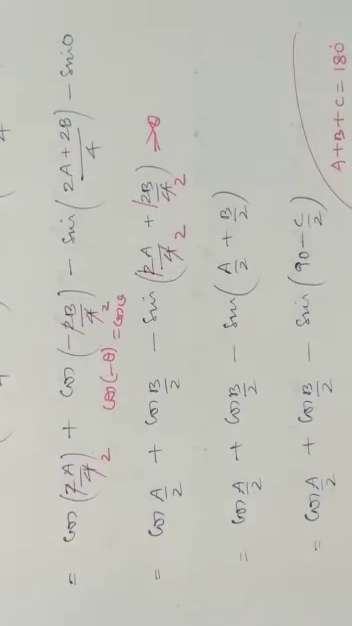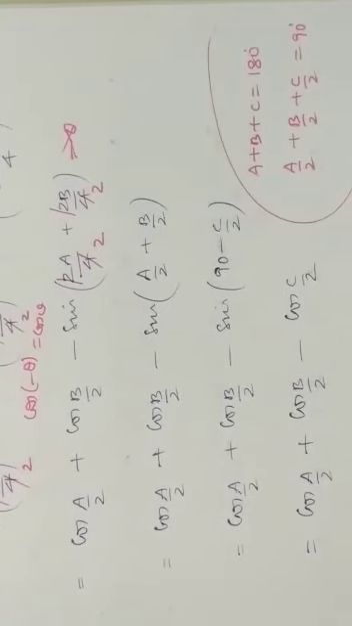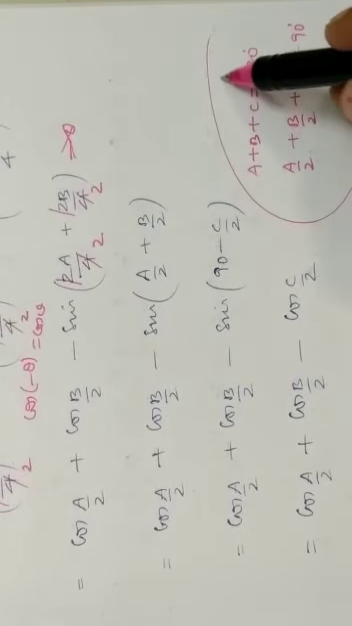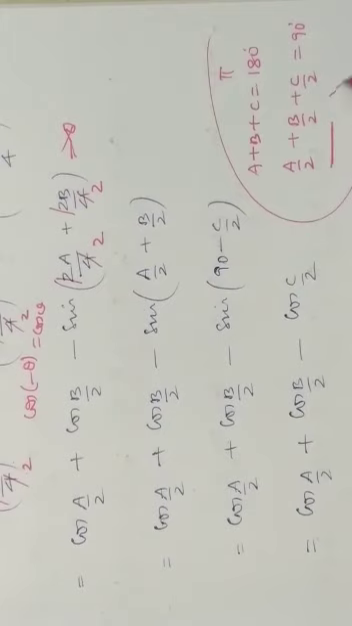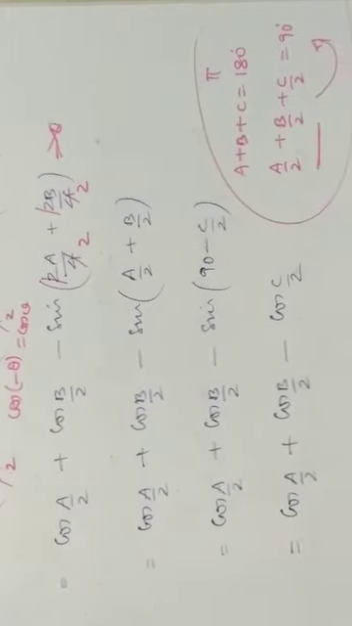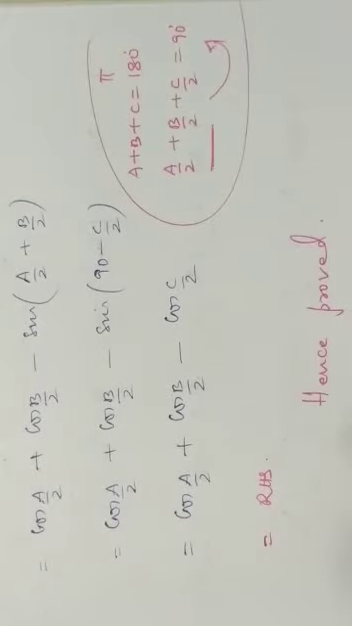What is the hypothesis? A plus b plus c equal to pi. Pi means 180. Since you are having a by 2, b by 2 and c by 2, we have to take by 2 on both sides. A by 2 plus b by 2 plus c by 2 equal to 180 by 2 is 90. So in the place of a by 2 plus b by 2, we can write 90 minus c by 2. So I have written 90 minus c by 2.